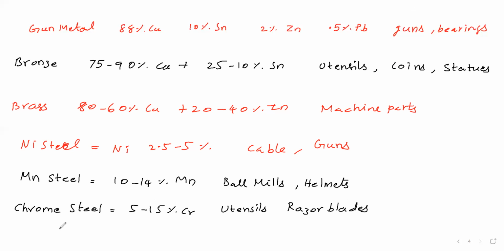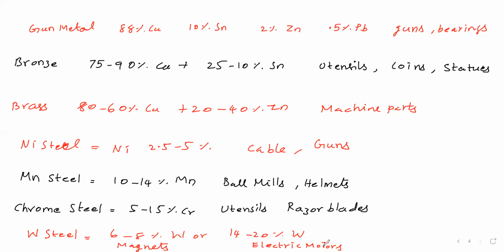Then tungsten steel. Tungsten steel means tungsten will be present, 6 to 8% tungsten, otherwise 14 to 20% tungsten will be there. It is used for making magnets and electric motors. So this is about alloy steels.